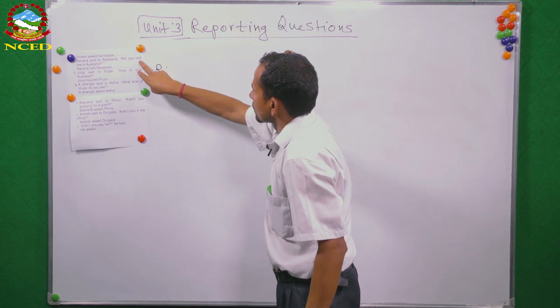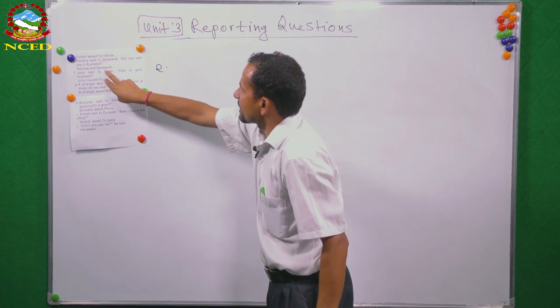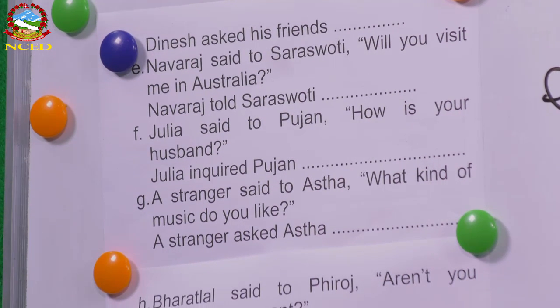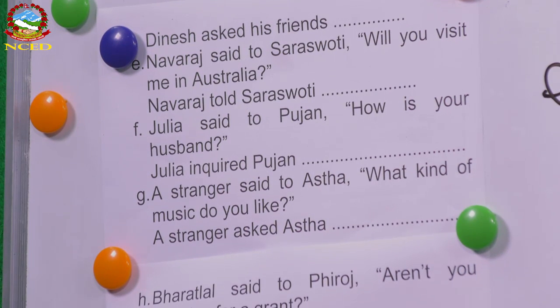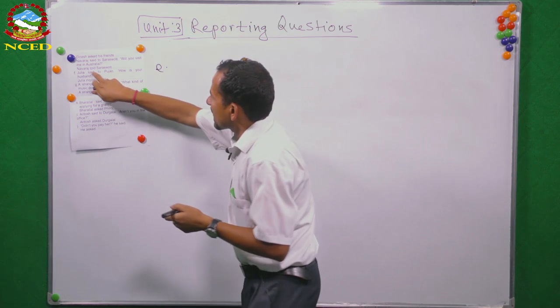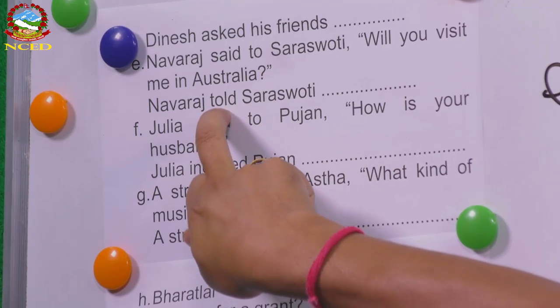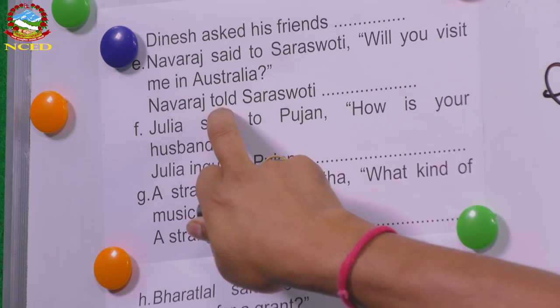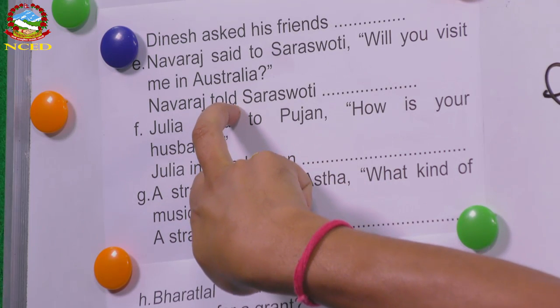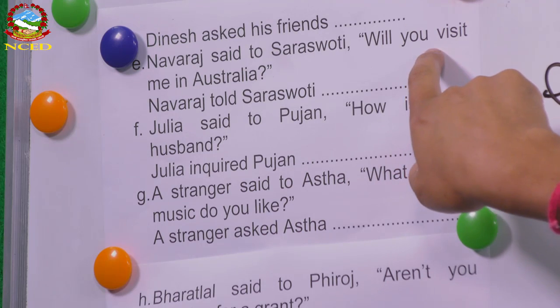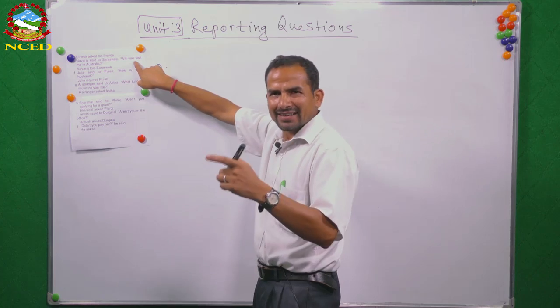Nabaraj said to Saraswati, will you visit me in Australia? Okay, this one is also not a question. This is just an invitation, right? He is inviting her to visit him when she comes to Australia. So Nabaraj told Saraswati, or you can write invited Saraswati as well. You can use another reporting verb, but here told is given. So it's not actually a question, although it looks like a question, the function is invitation.